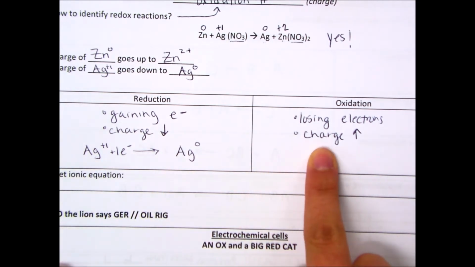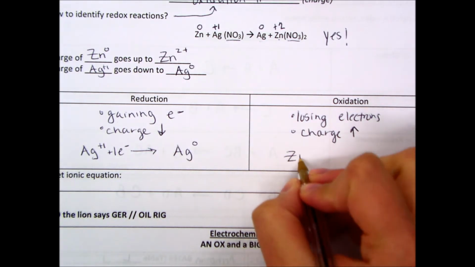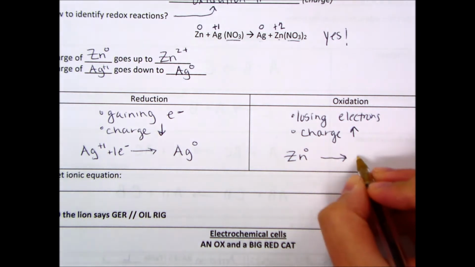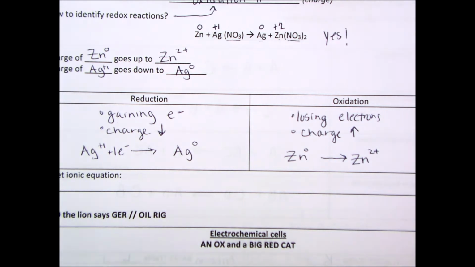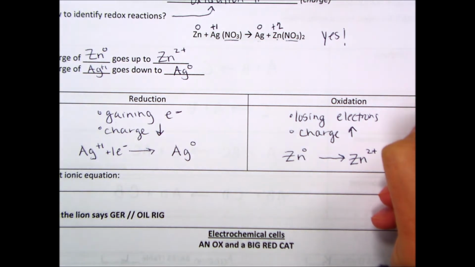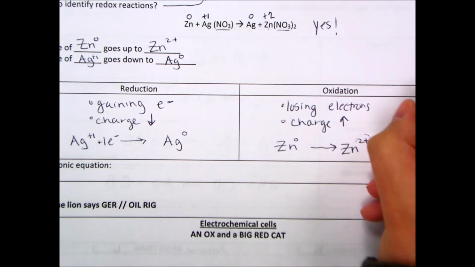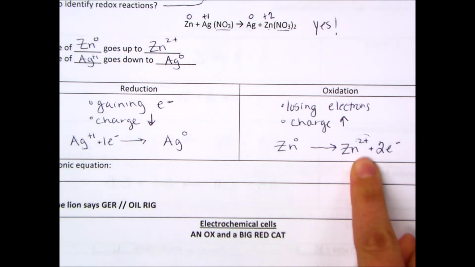Meanwhile, losing electrons, well, that was my zinc atom. Its charge went up, it became oxidized. So how do I show that? It started off as the neutral zinc atom. It ended as the zinc 2+ ion. How did that happen? It lost electrons. I include the electrons on the side with the charge. How many do I include in this case? 2. 2 electrons were lost in this process.